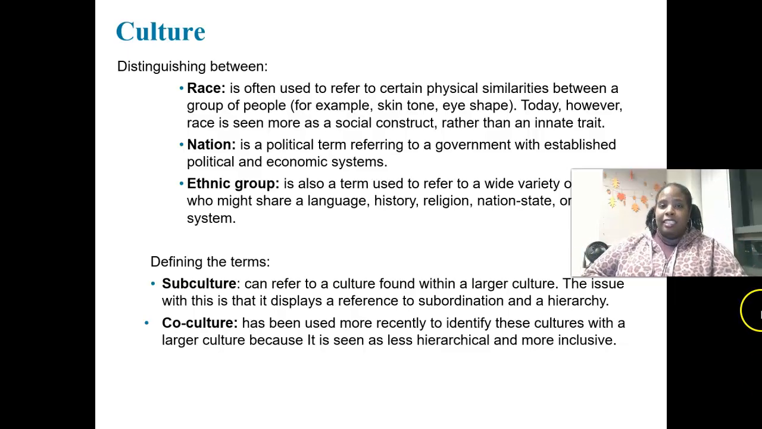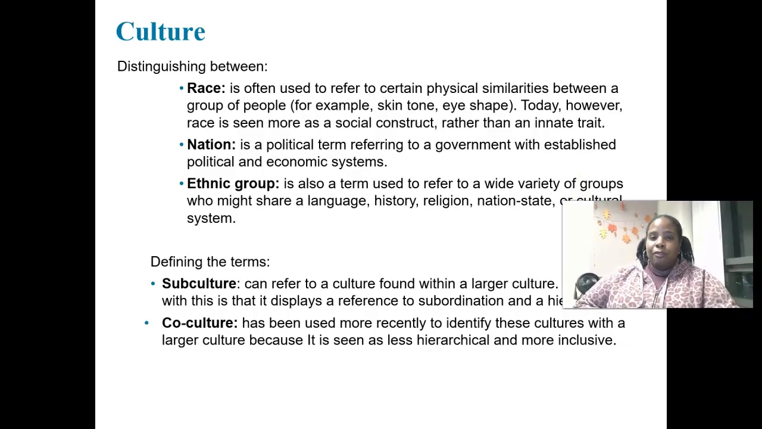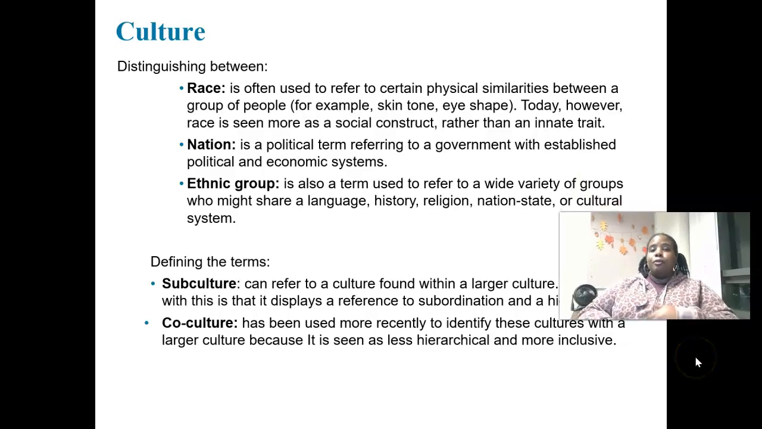And different ethnicities. So an ethnic group refers to a variety of groups who share language, history, religion, nation state, and or cultural system. So race is a part of cultural makeup, but so is national affiliation, national origin, or citizenship, and connections to a nation, and or ethnic group, right?